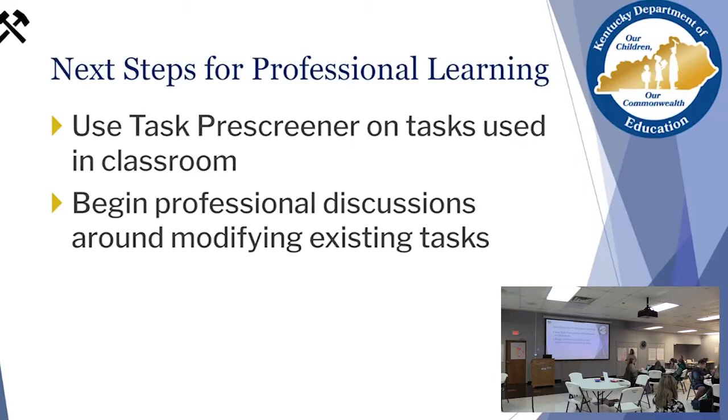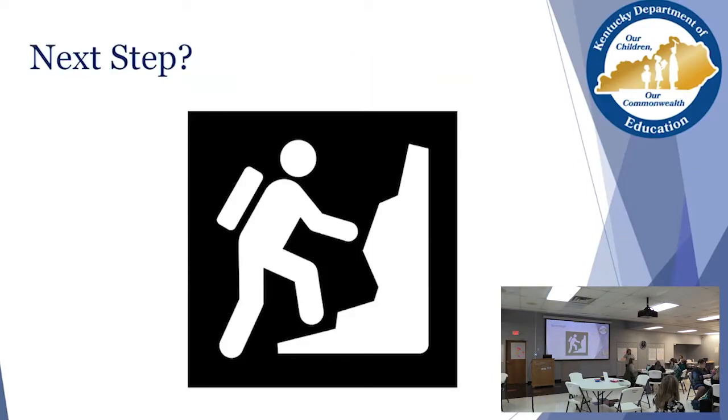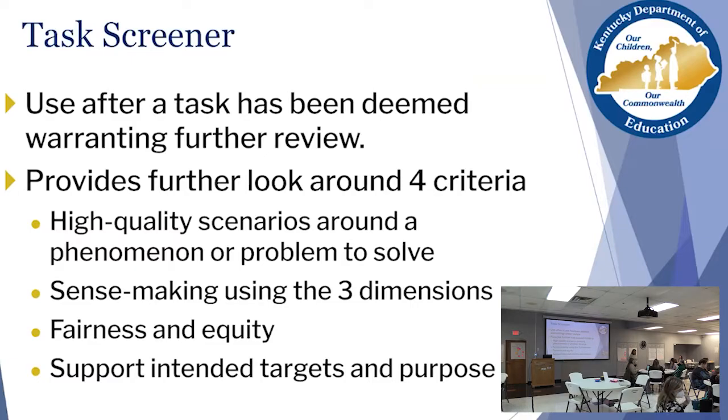So what we're going to do this afternoon then is, okay, what's our next steps? We've used this tool, this pre-screener, to give us a high-level look, and we can use that to begin to identify places where we might want to modify a task. So what we're going to look at this afternoon is the tool that goes past that, which is called the screener. Now, the screener is much more in-depth, as you can imagine. It is much more detailed.